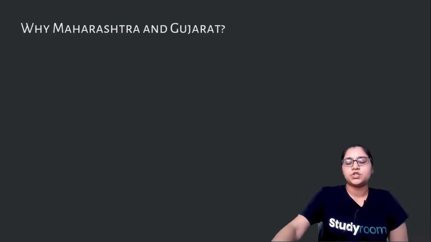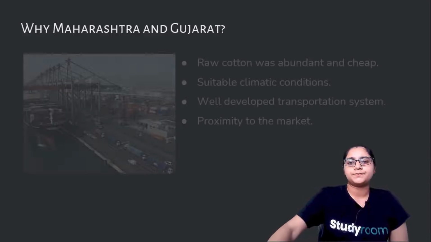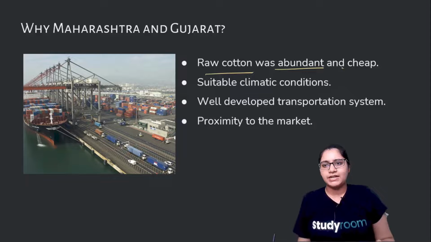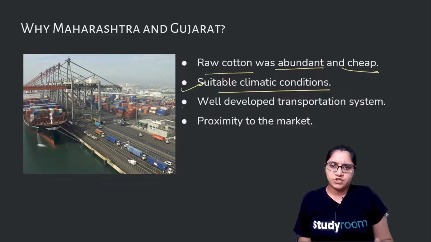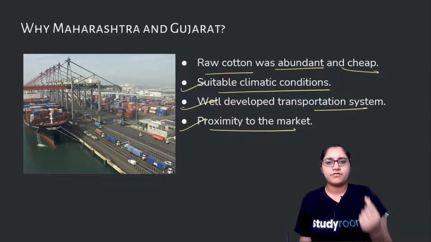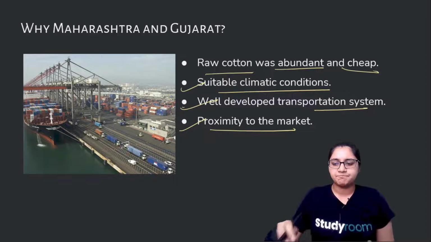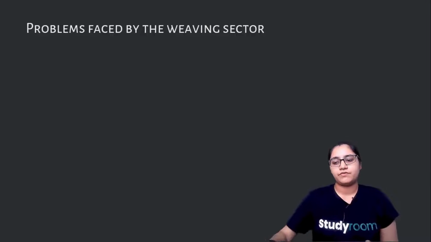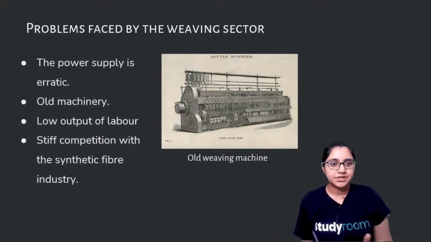So why only Maharashtra and Gujarat? Because raw cotton is abundant, in huge quantity and cheap. Suitable climate conditions are there. Checked. Well developed transportation. Checked. Proximity means they are not very far away, they are very close to the market. Checked.